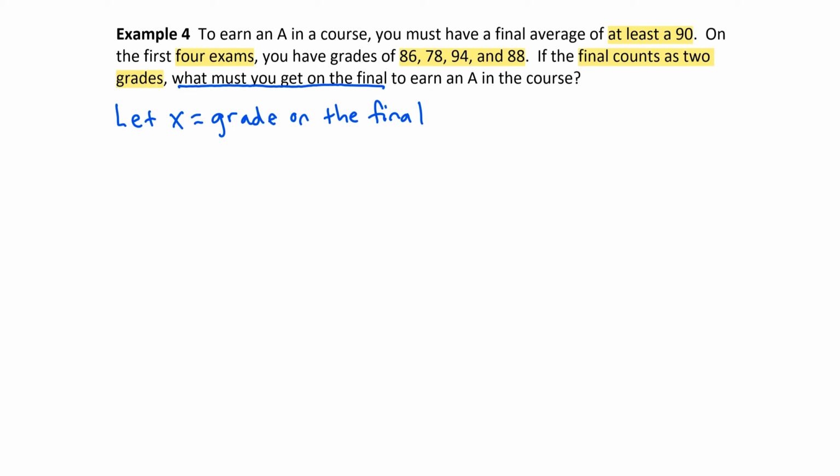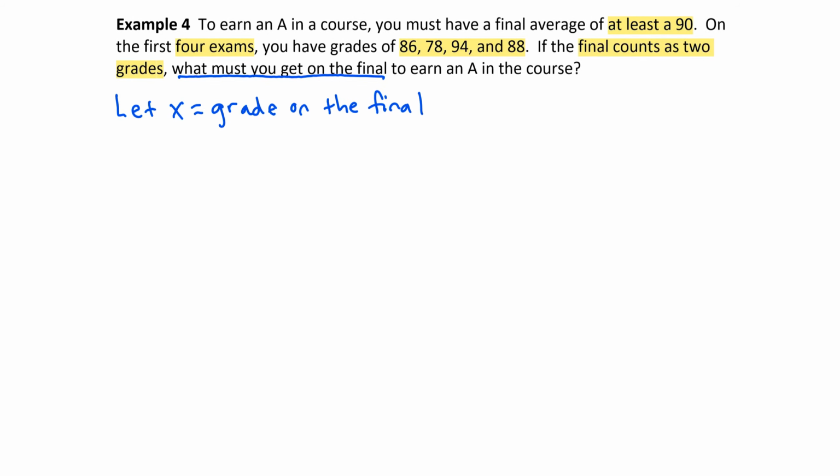The only problem is we have one unknown grade and we know that it's going to count twice. So let's make sure and reflect that in our model. So we'll begin by adding up the grades that we know. 86 plus 78 plus 94 plus 88. Those are the grades that we know, but the final's going to count twice. So we're going to add X twice.